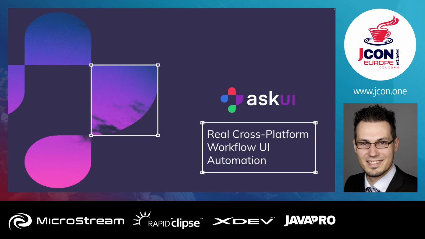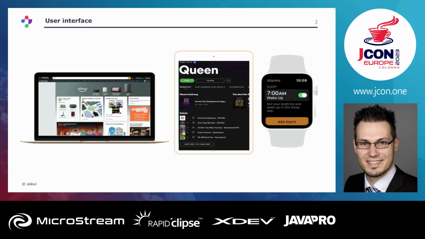Because if we talk about computer vision in software automation and UI automation, then we're talking about graphical user interfaces. And when we talk about graphical user interfaces, then we have laptops, tablets, smartphones, anything we touch. Nearly everything is touch at the moment.